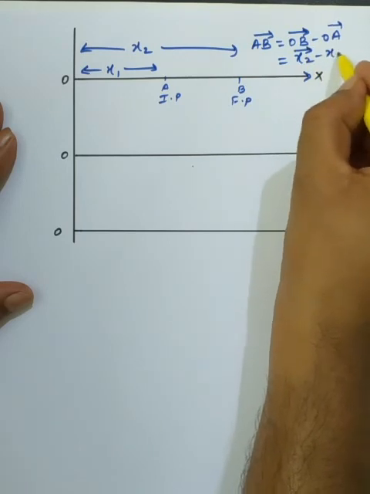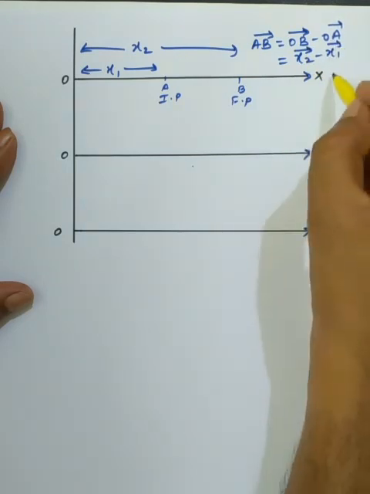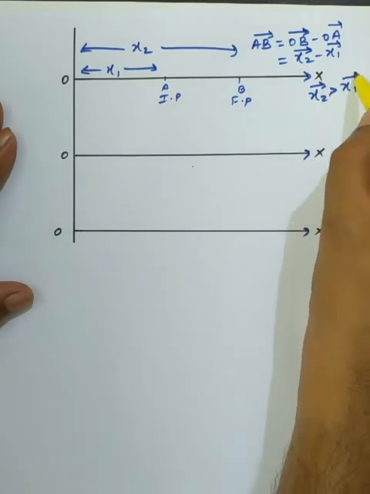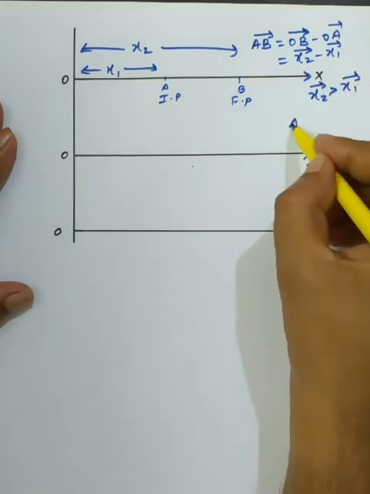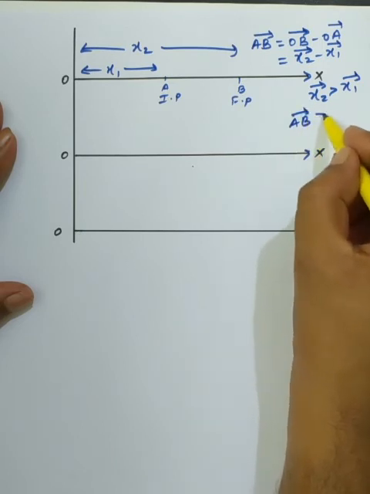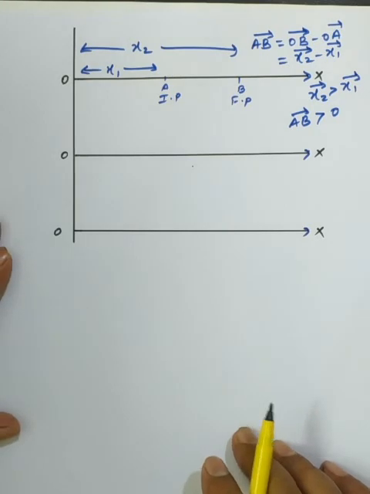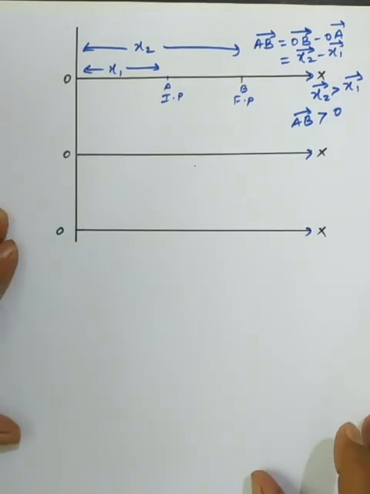Whenever we find that, it means x2 minus x1, and obviously x2 is greater than x1. So we get the displacement from A to B in the positive sense, greater than 0. So this is the simple representation in which the displacement can be positive. Okay, now the next portion.